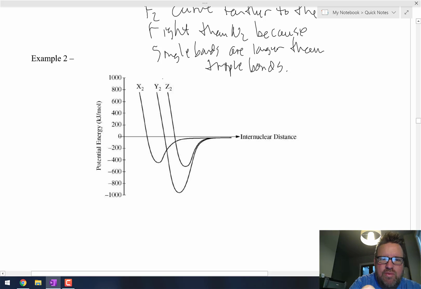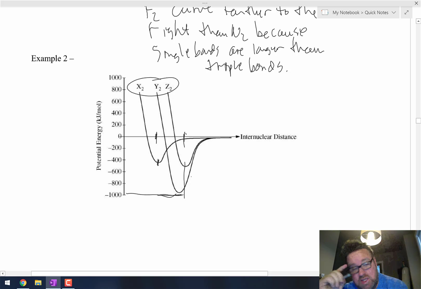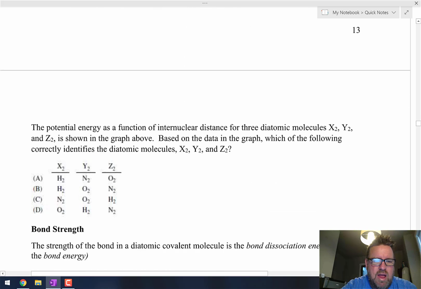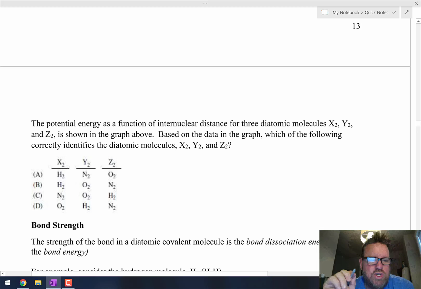So here we have three unknown elements, X2, Y2, and Z2. We can see that one of them, its internuclear distance is much, much smaller than the other two. And then the other two, their internuclear distances are pretty close, but one of them has a curve that goes a lot farther down than the other two. So, potential energy, and so on. Basically, which ones could it be?